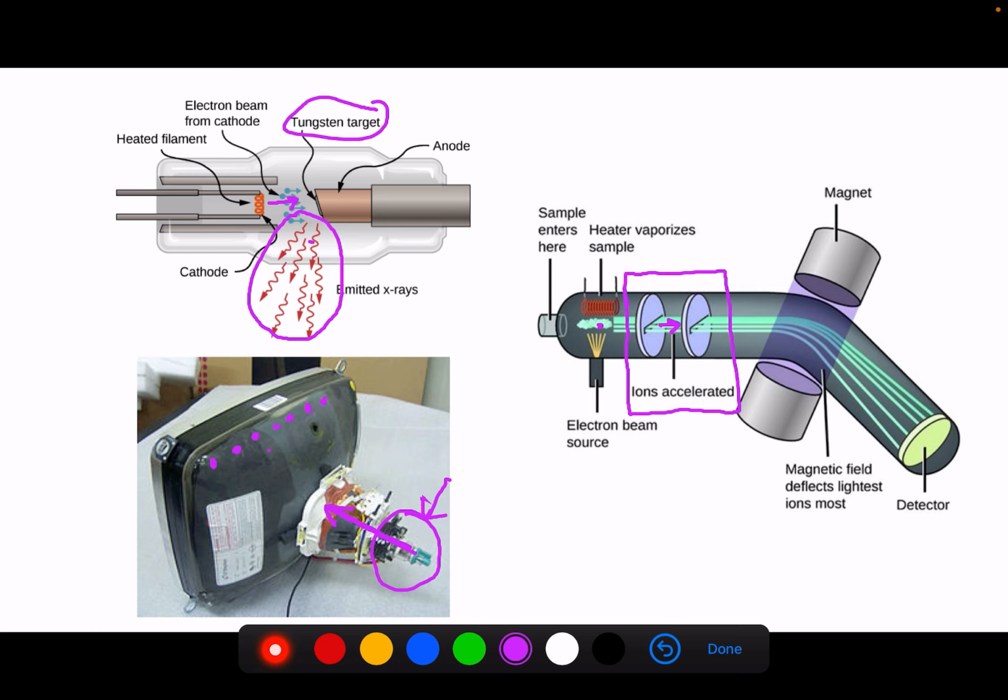So again, we're only looking at the accelerator parts for these three devices: X-ray machines, cathode ray tubes, and mass spectrometers. There are many other examples of particle accelerators using capacitors, but these are three that I think you've probably heard of before.